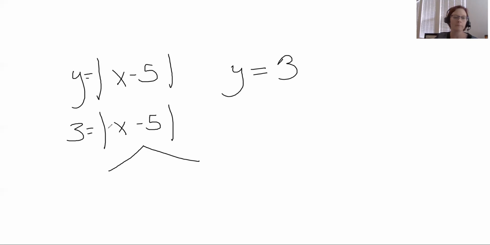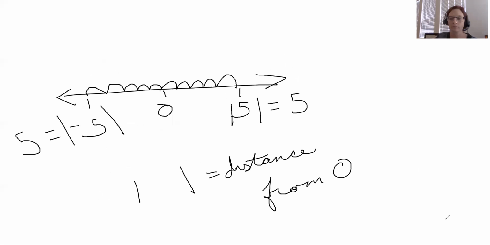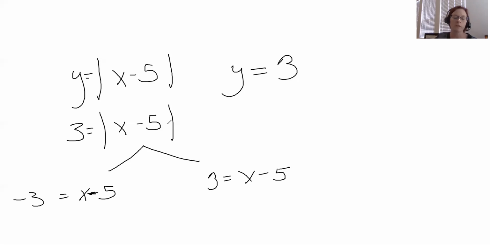On one side, x minus 5 could equal negative 3, right? Or on this side, 3 equals x minus 5. It can be positive or negative 3. Because remember, inside of the absolute value, it can mean either one. Since we don't know if what's inside is negative or positive, we solve for both.